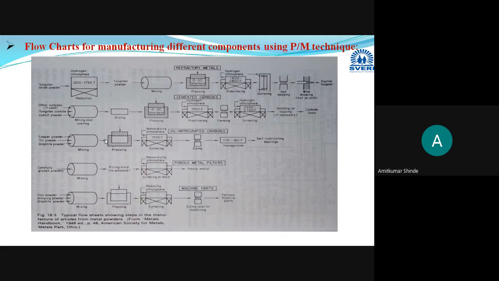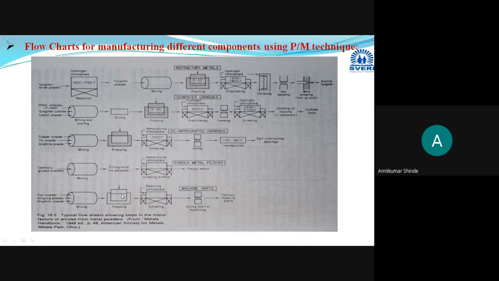From these three components, they will ask you the manufacturing process of any one component. Compulsory, this question will be there. Either they will ask you self lubricating bearing or cemented carbide cutting tools or friction material. From these three, one compulsory question will be there. And while explaining its manufacturing process using the powder metallurgy technique, you have to explain it with the help of a flow chart. So here I have collected the flow chart.